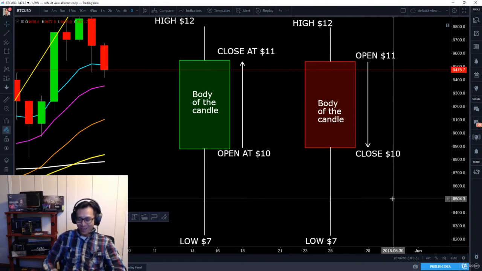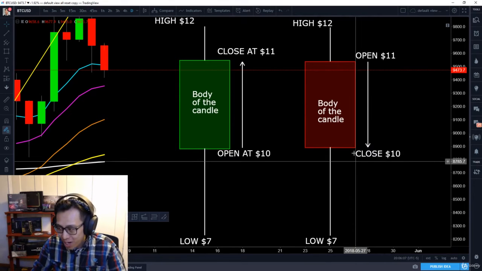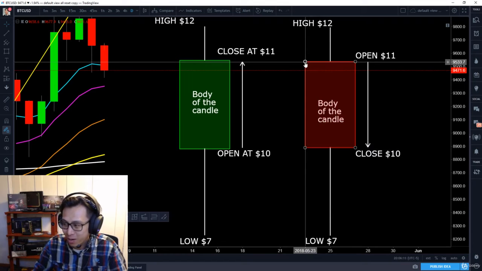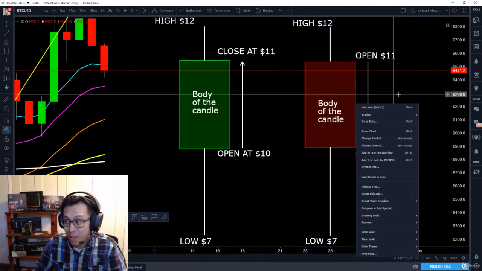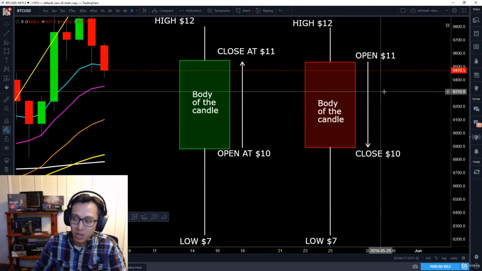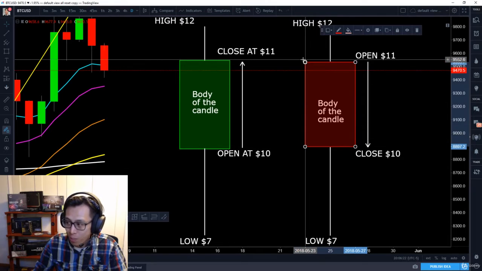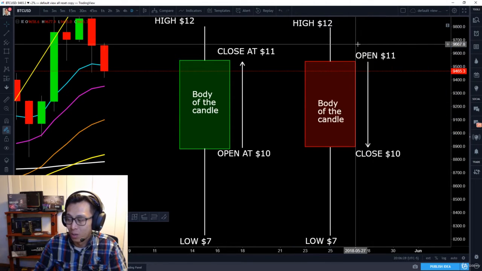Okay, let's get into it because I love talking about this. What it means, okay? We'll talk about the red one first. The red one opened here, and it could mean many things. Let's talk about all the different scenarios. So it opened there, for example, and the first thing that could have happened was this.